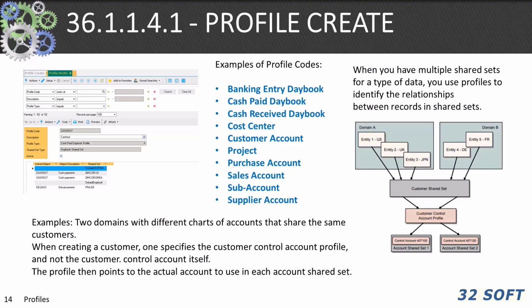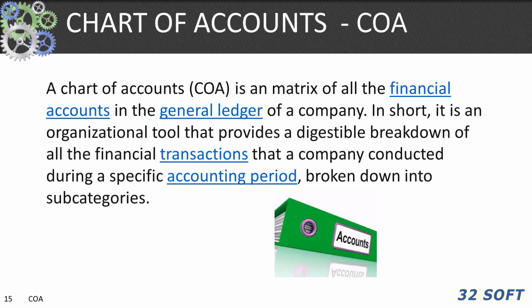A chart of accounts, COA, is an index of all the financial accounts in the general ledger for a company. In short, it's an organizational tool that provides a digestible breakdown of all financial transactions that a company conducts during a specific accounting period, broken down into subcategories.